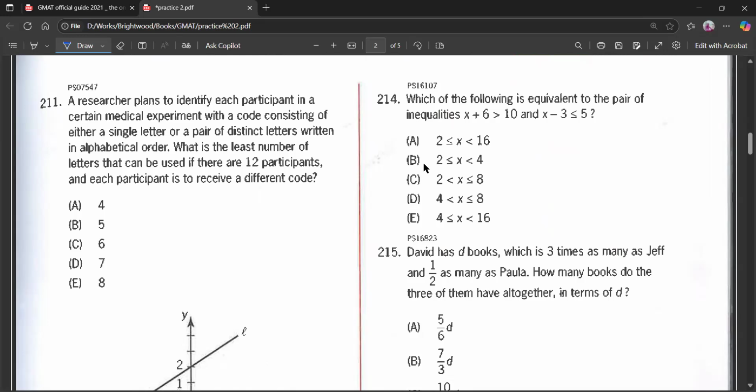Okay. Researcher plans to identify each participant in a certain medical experiment. The code consists of either a single letter or a pair of distinct letters, written in alphabetical order. What is the least number of letters that can be used? There are 12 participants, and each participant receives a different code. So how to find that one?